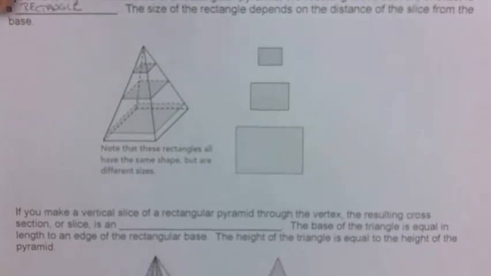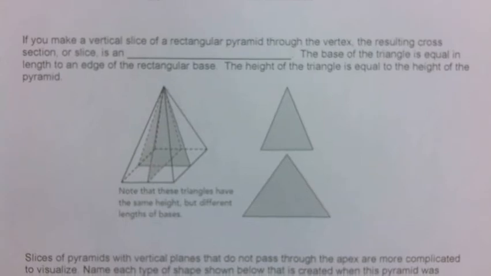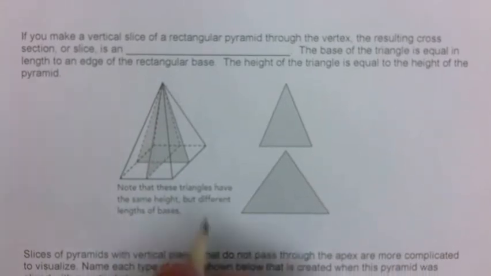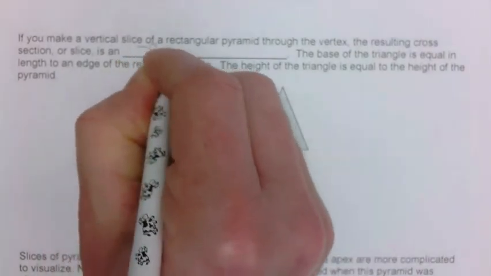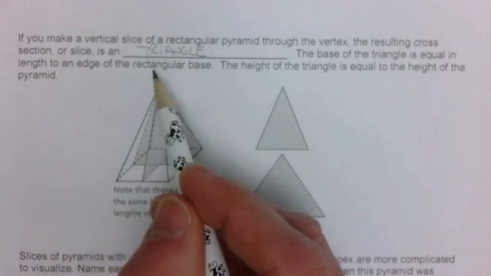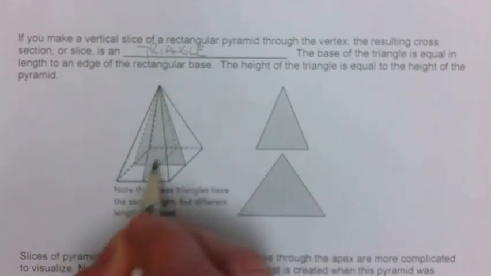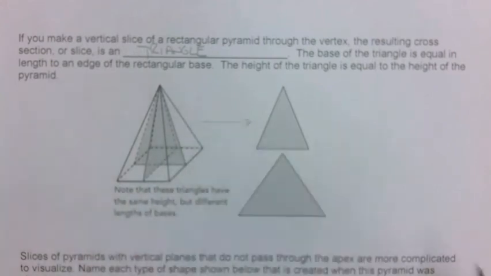base. Okay, now if we make a vertical slice of a rectangular pyramid through the vertex, the resulting cross section or slice is going to be a triangle. The base of the triangle is equal in length to an edge of the rectangular base. The height of the triangle is equal to the height of the pyramid. So again, it depends on how you've sliced vertically, okay? In our first example, we've sliced vertically down through the apex, but it's going to be kind of parallel to this front and back edge. That's going to give us this triangle right here.